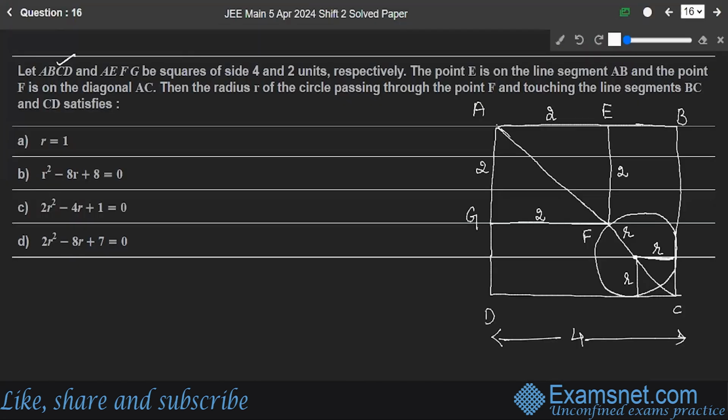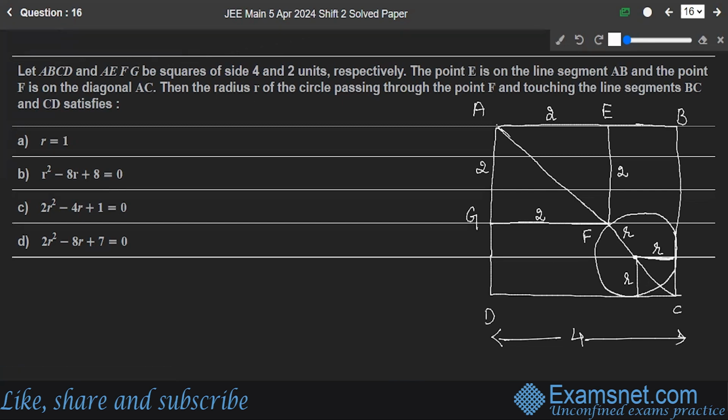Question number 16. Let ABCD and AEFG be the squares of side 4 and 2 units respectively. The point E is on the line segment AB and the point F is on the diagonal AC. Then the radius R of the circle passing through the point F and touching the line segments BC and CD satisfies which of these equations?